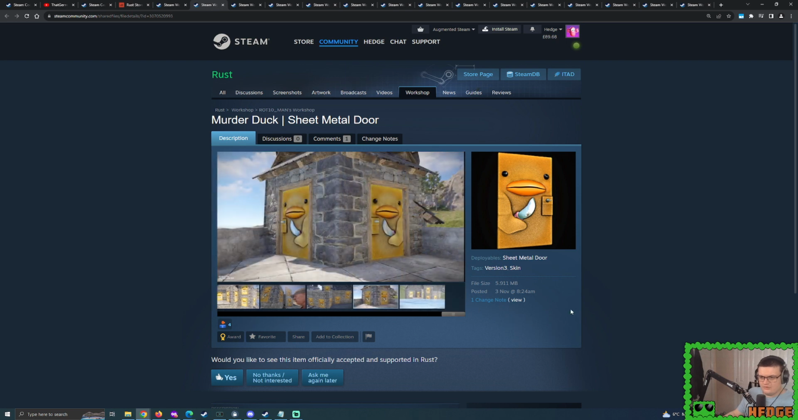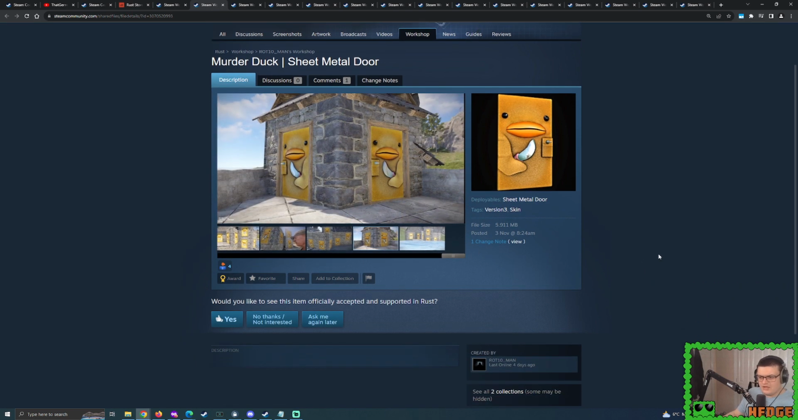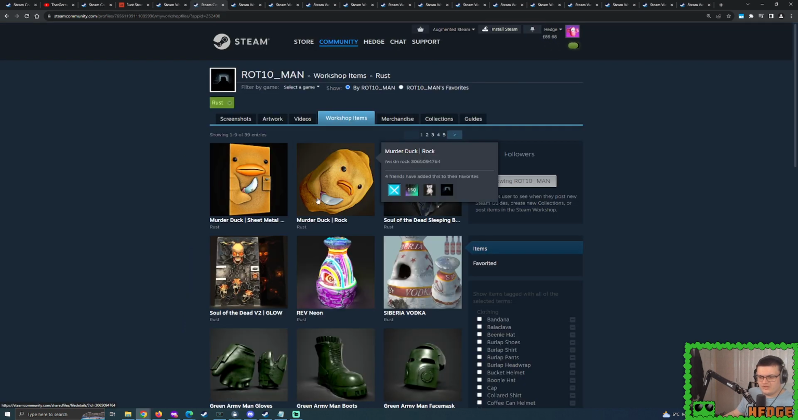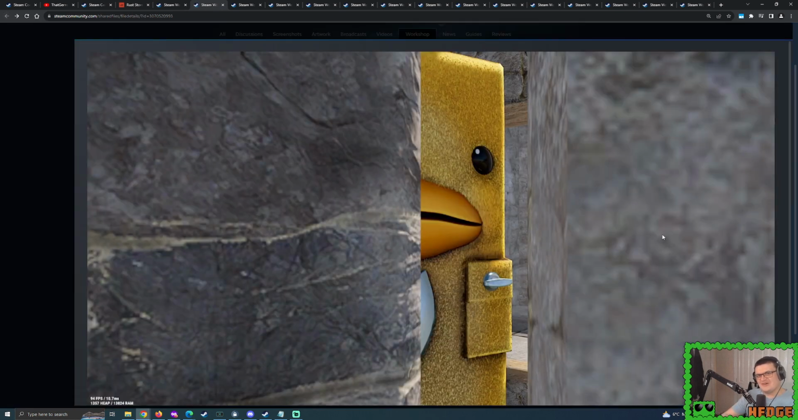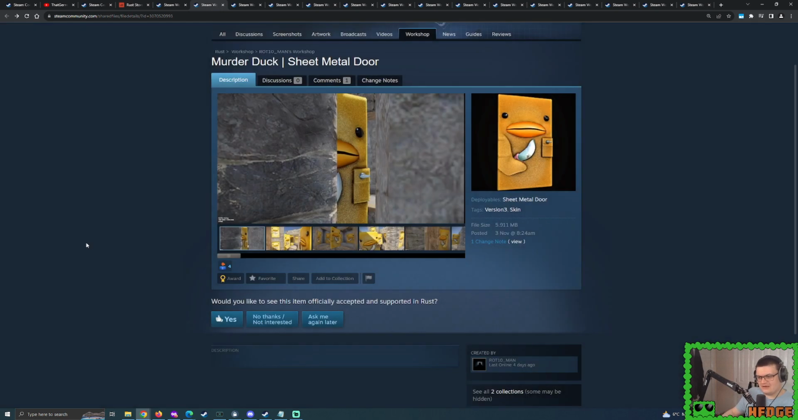But yes, we have what appears to be a continuation of that rock skin we saw the previous week. If you don't remember, we had Murder Duck Rock. Well, now we have Murder Duck Door. He's got his eye on you. That's a really cool picture. Rotten Man, we shall see what happens next.